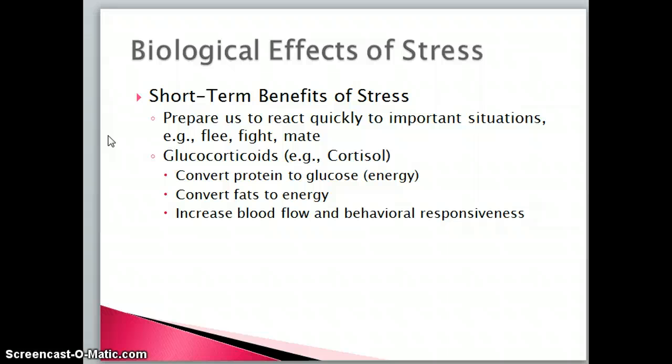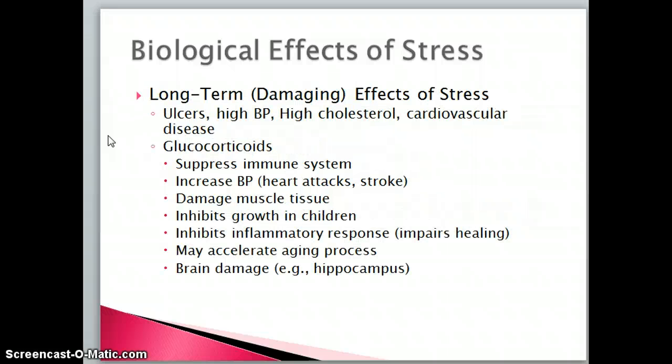The release of cortisol and those stress hormones from the adrenals can convert protein and fats to energy sources for our bodies to be used so we can respond quickly to emergency situations. This increased blood flow and behavioral responsiveness can have a very advantageous effect. So the human body is wired to have this kind of stress response in the short term because it does get us out of bad situations. It maximizes our survival. However, this fight or flight response is not always triggered by immediate real dangers.